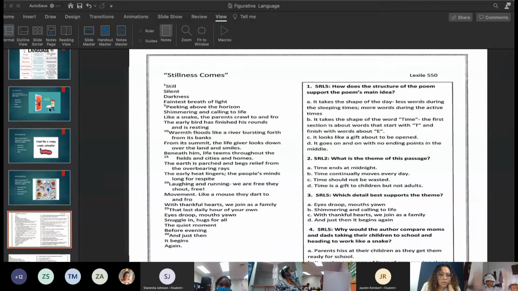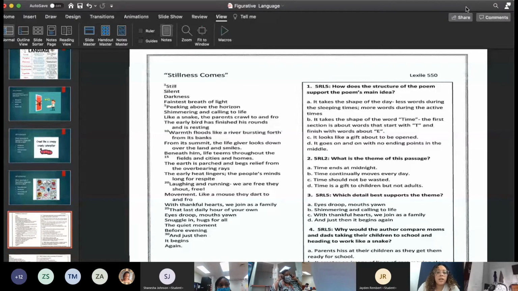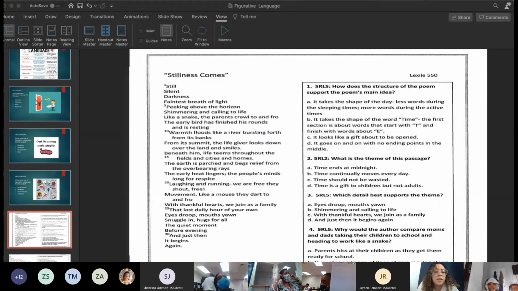Go ahead, Antoine. Is it like a high place or something? Yes, it's like a high place. That means it's over the mountains, at the top of the mountains. Using the context clues, it says that from its summit, the life giver looks down over the land and smiles. So he might be on his tall mountain looking at the land beneath him, and he's smiling.